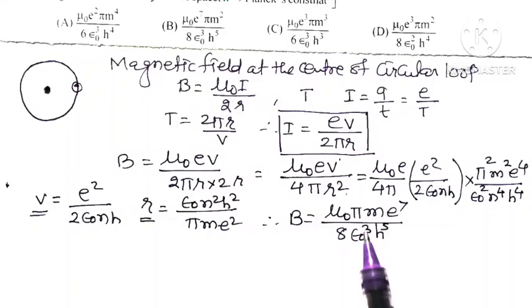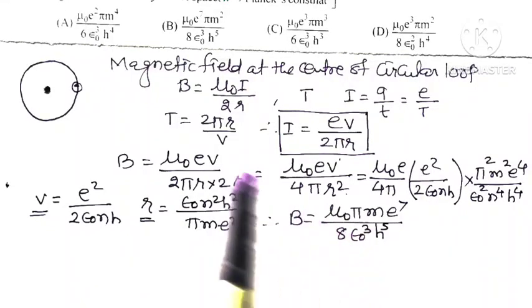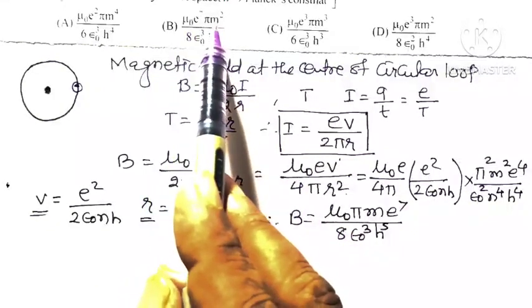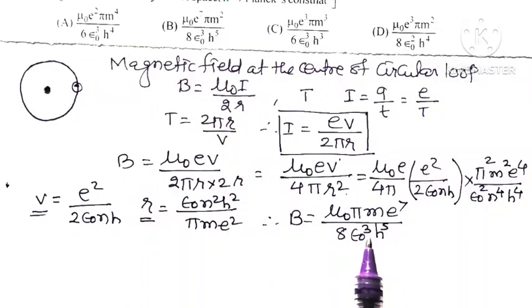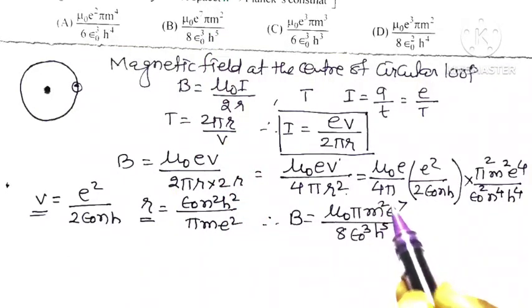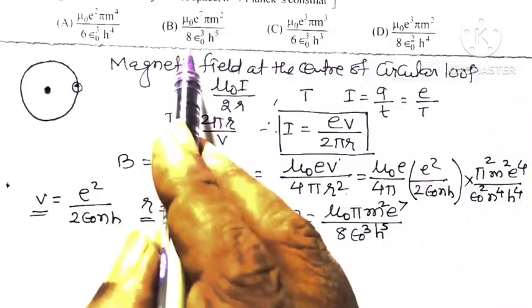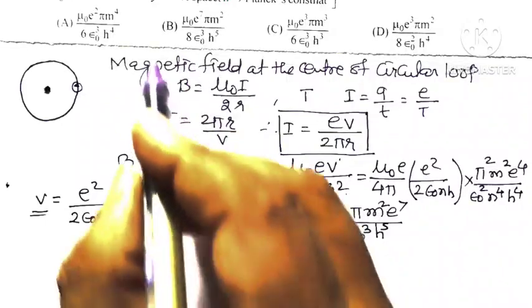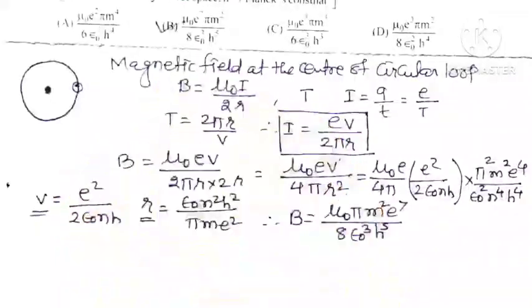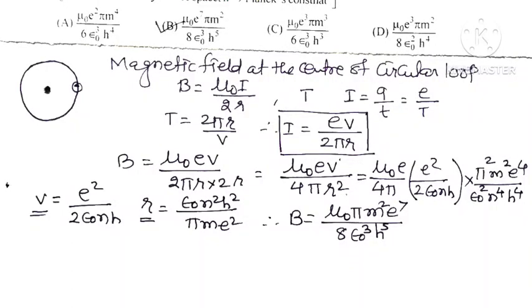So out of the 4 options, mu 0 pi m square e raised to 7 upon 8 epsilon 0 cube h raised to 5. So option B is the correct option for this question.